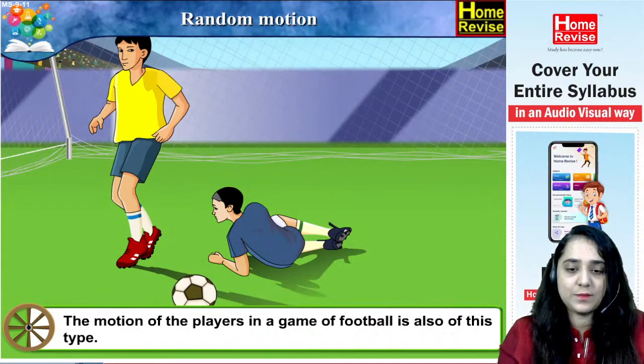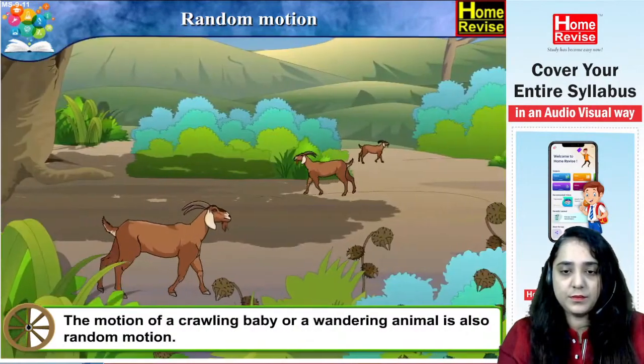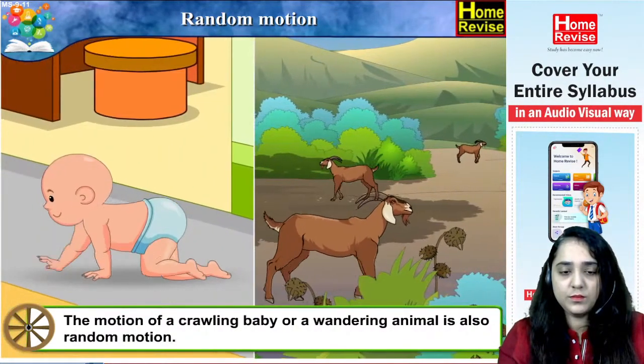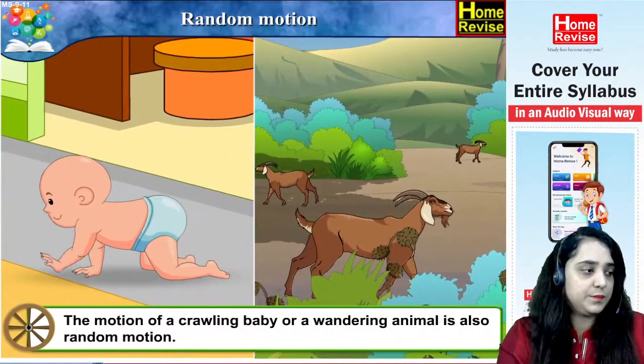The motion of a crawling baby or a wandering animal is also random motion. So these are all examples, and I'm sure you can think of many such examples.